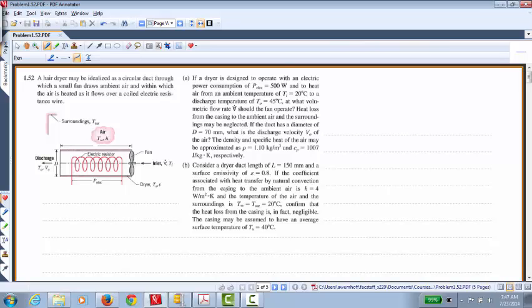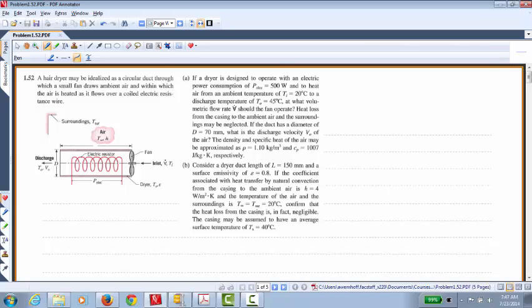Okay, this is problem 152. This problem deals with a hair dryer, and as you can see from the diagram here, air is drawn in by a fan into a cylindrical duct where the air is heated up by an electric coil and then is discharged out. And you can see that the temperature comes in at T sub I and it leaves at T sub O.